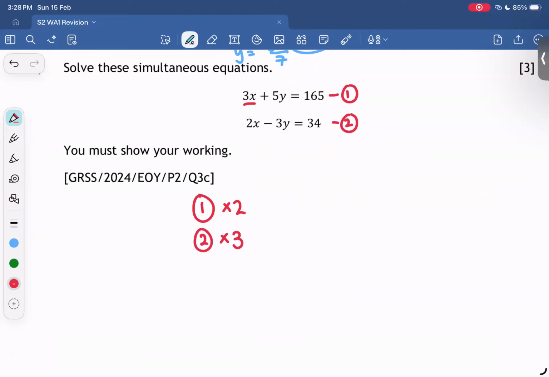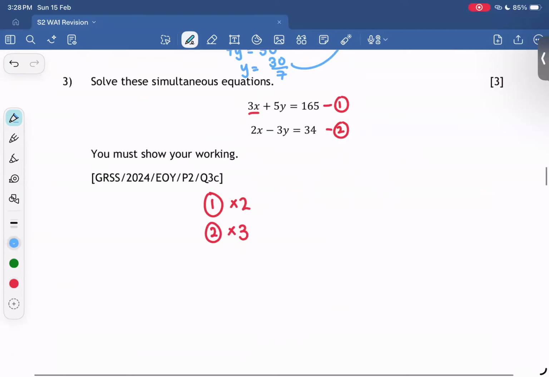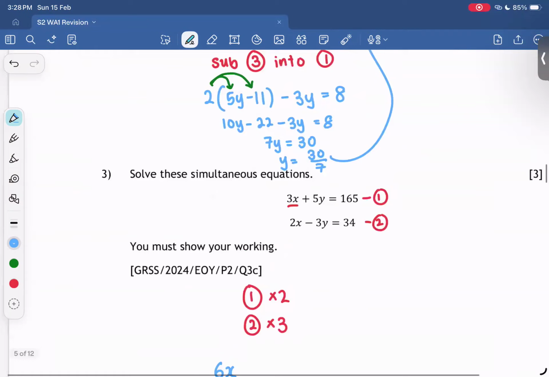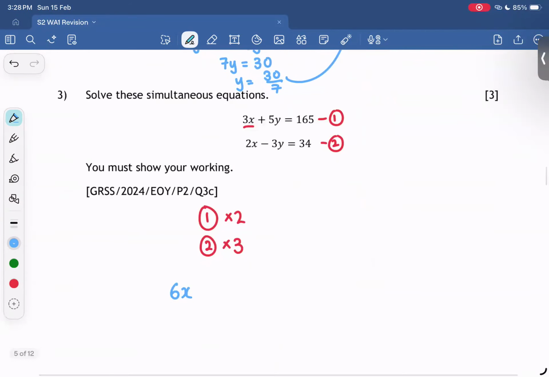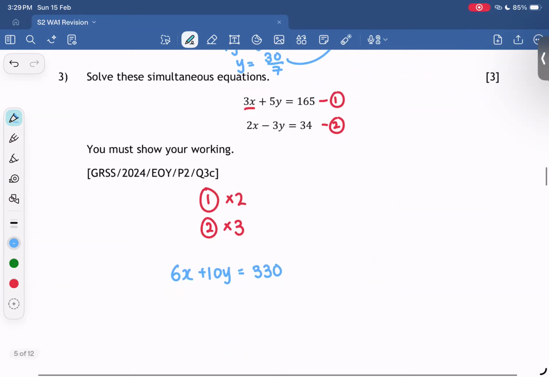Okay, so for the first equation, let's see what happens when we times 2. It'll be 6x, 5y times 2, that will get me 10y. 165 times 2 equals 330. And the second equation, 2x minus 3y. Let me label this as equation number 3.